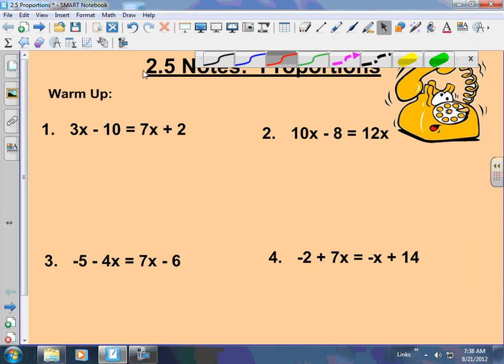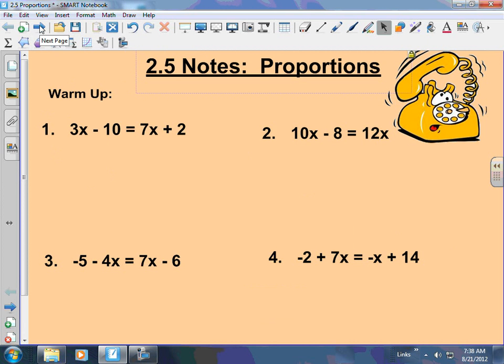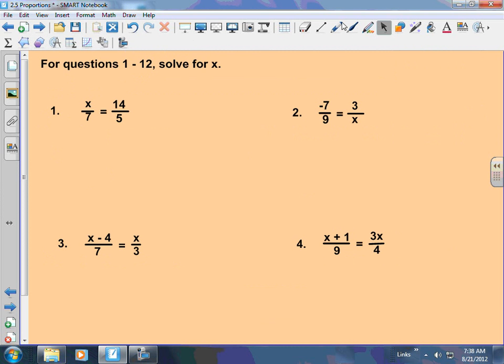Okay, lesson 2.5 is proportions. Again, the warm-ups you do on your own. Make sure they're done for when you turn in your notes. If you have any questions or you'd like to check your answers, please see me or go into the PACE lab. Okay, today, like I said, we're talking about proportions.